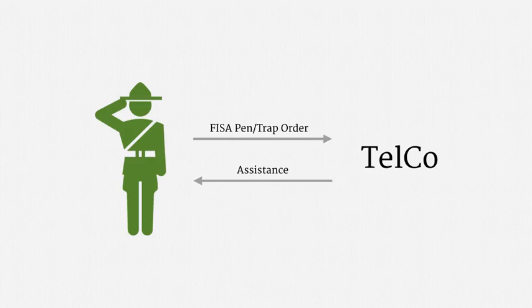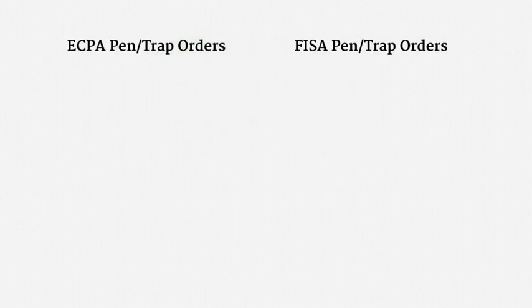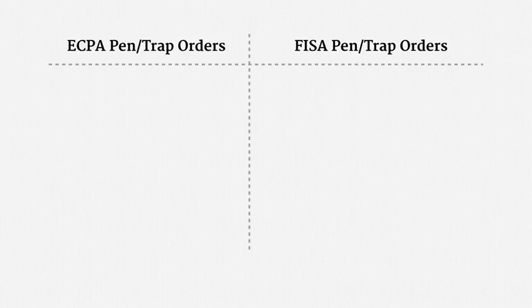The recipient of the order could also be an email provider, of course, or an internet service provider. Just like an ECPA pen trap order, a FISA pen trap order applies to all forms of electronic communications. FISA even borrows ECPA's categories of information. Just like an ECPA pen trap order, a FISA pen trap order covers dialing, routing, addressing, and signaling information, and it doesn't cover content.